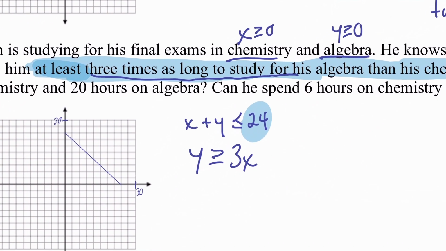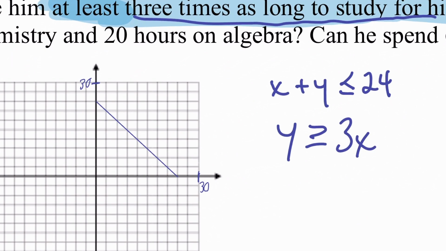Okay. So now when I want to graph this one, well, I can just use the y-intercept and the slope to graph the boundary. So the y-intercept is the origin, the slope is 3. So I can just start at the origin, and then use a slope of 3. So like that.